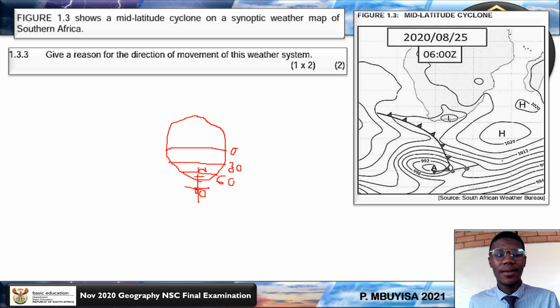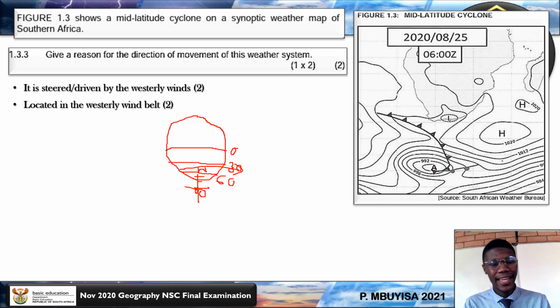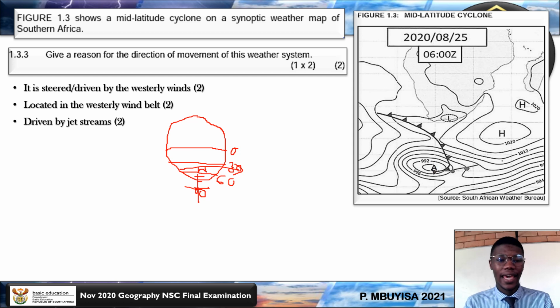And this system moves from west to east as driven by the subtropical westerlies, or the subtropical westerly wind belt, or tropical westerlies, whatever way you want to put it. It is steered or driven by westerly winds. It's located in the westerly wind belt, which is 30 to 60 degrees, and it is also driven by jet streams.